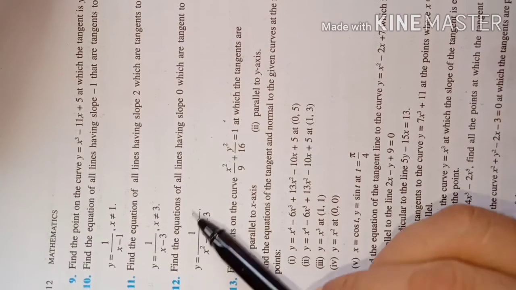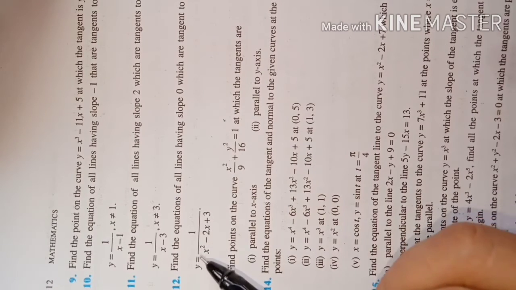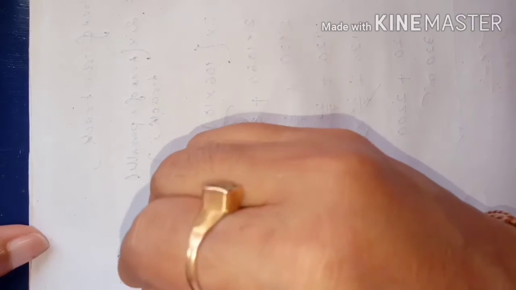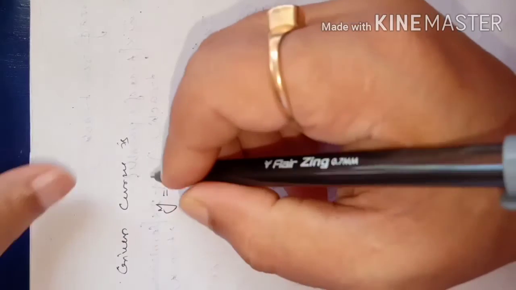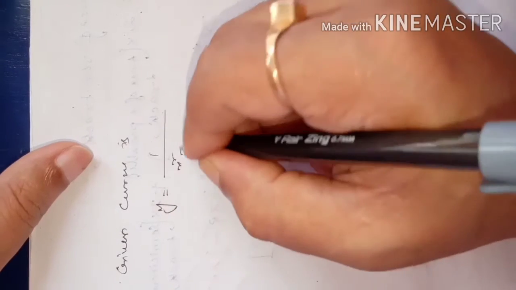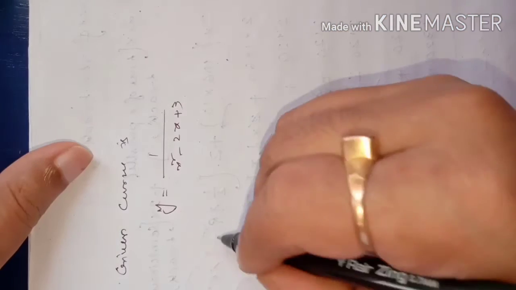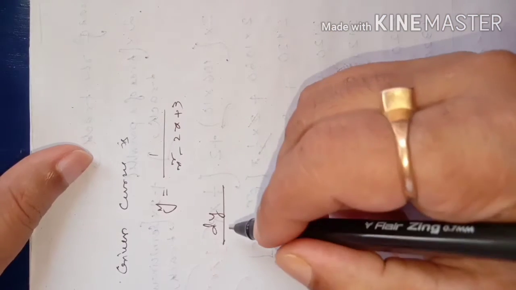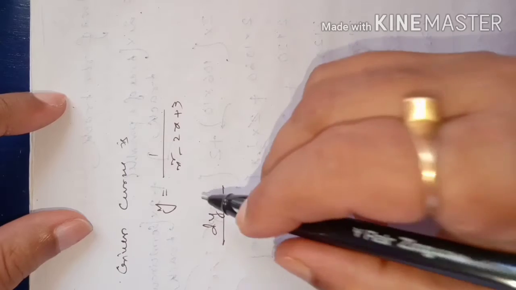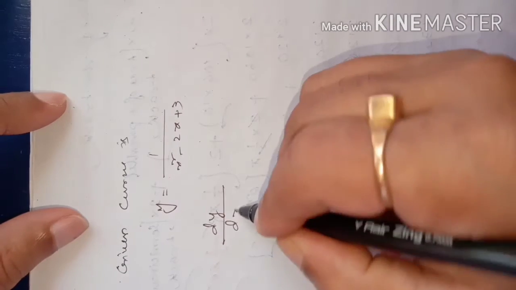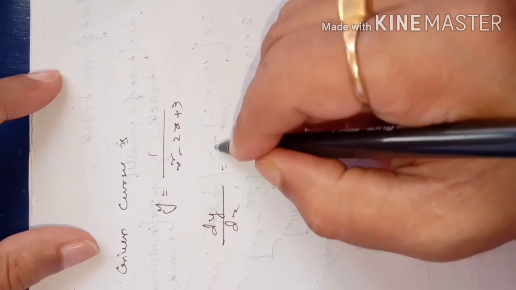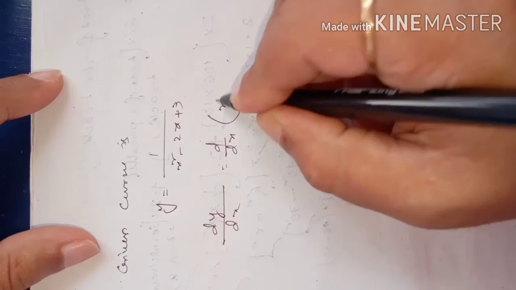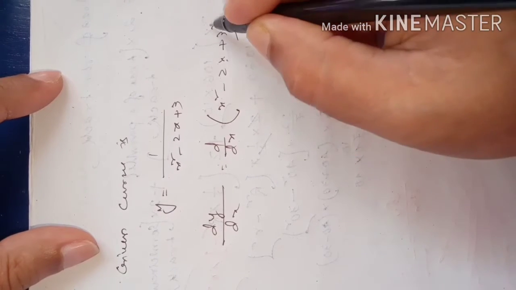So what is the slope of the tangent? Let us find out from the given curve. The given curve is y equal to 1 by x square minus twice x plus 3. So let us find out the slope of the tangent to the curve. dy by dx is equal to d/dx of (x square minus twice x plus 3) to the power of minus 1.